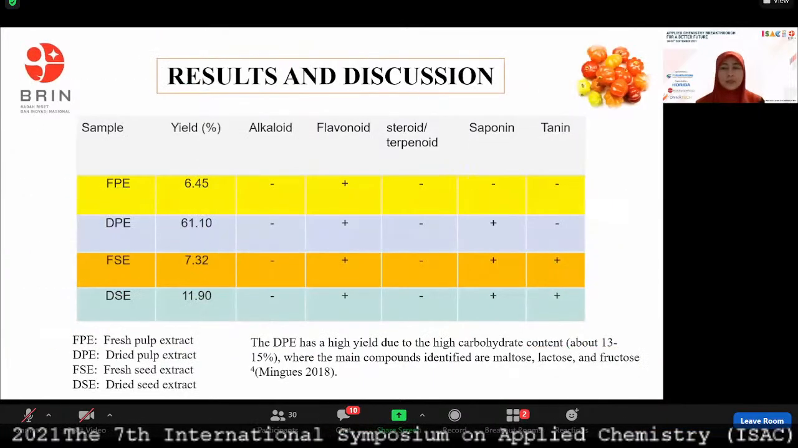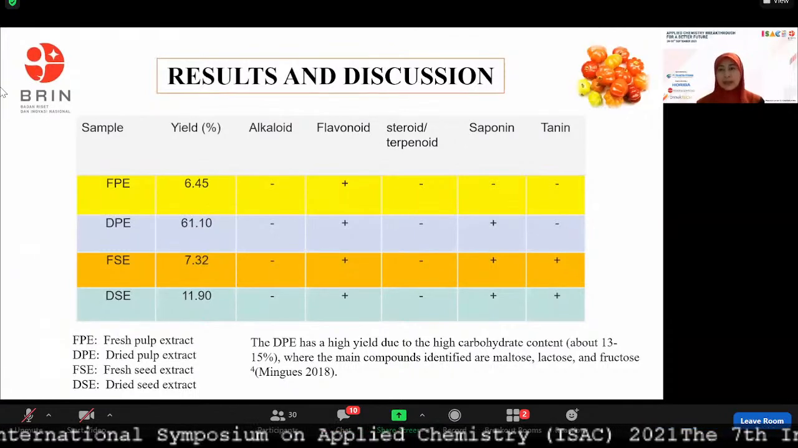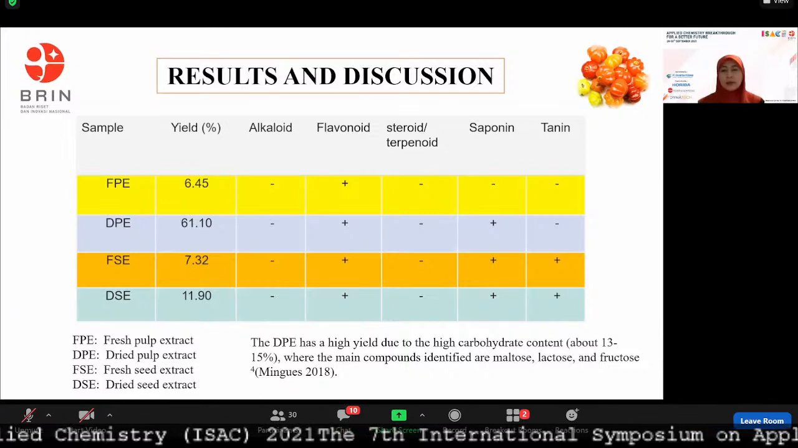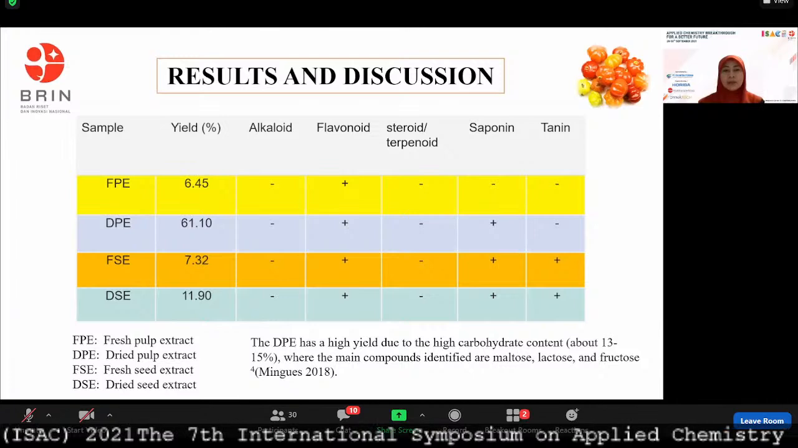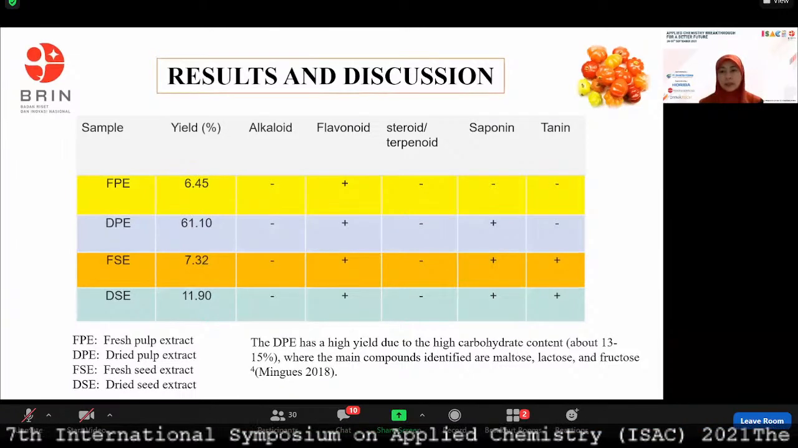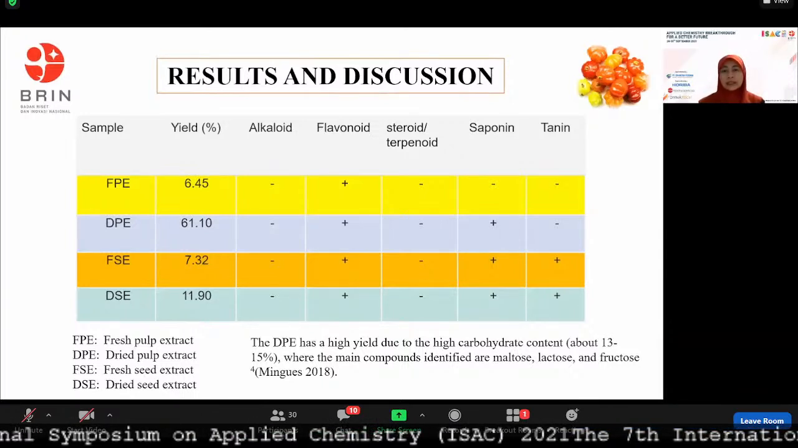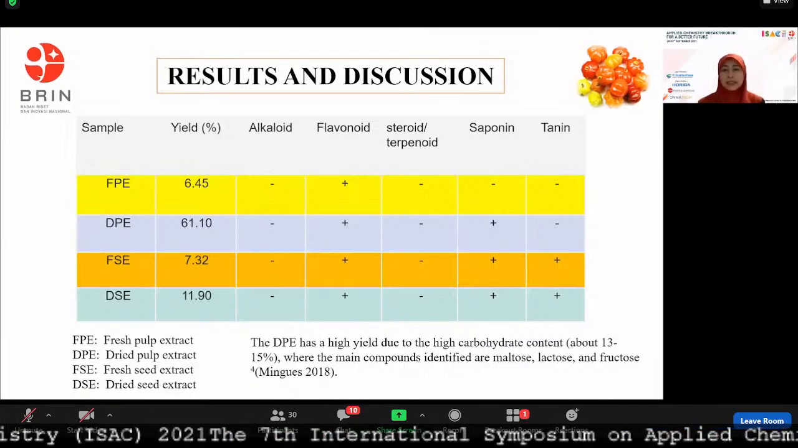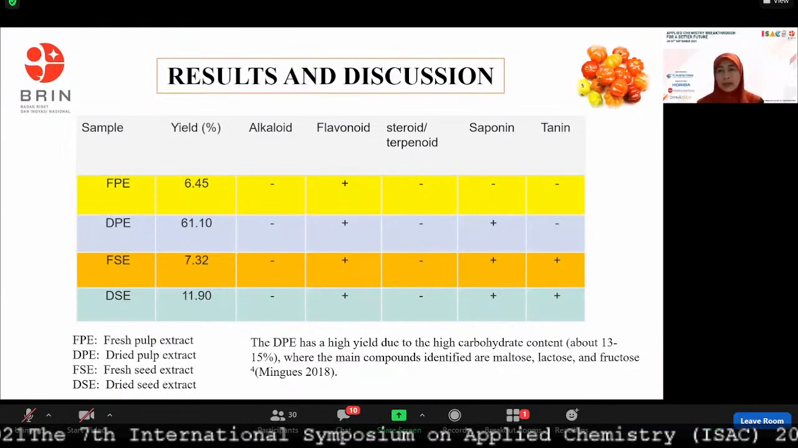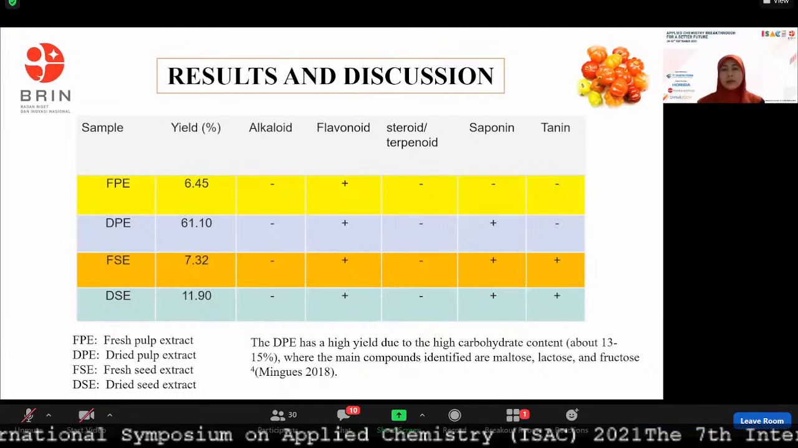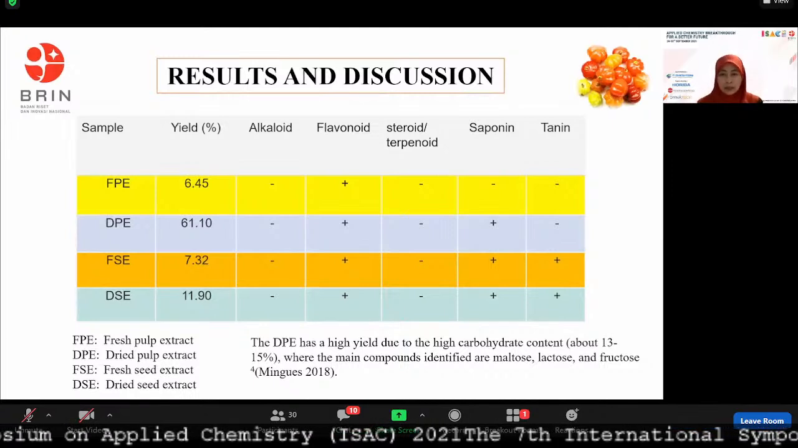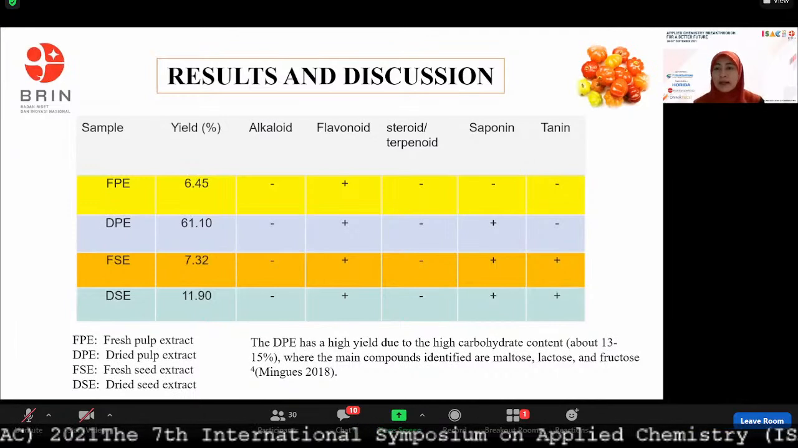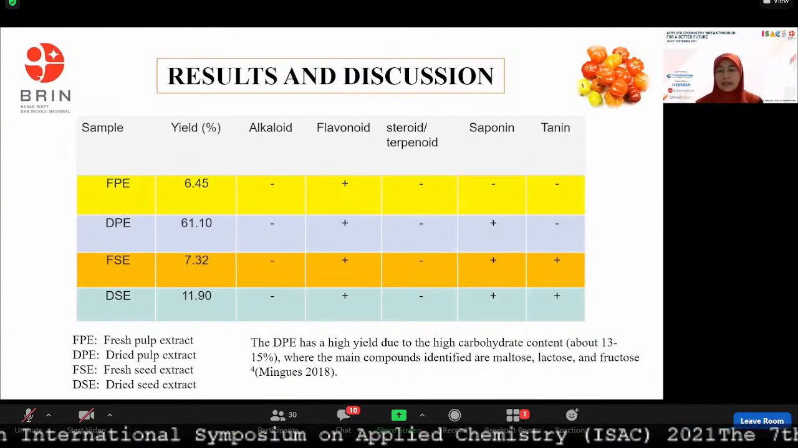For the results, we can see here the yield and also the qualitative common secondary metabolites in the extract in this table. We can see that the fresh pulp extract and dry pulp extract have different yield percentages, because the fresh pulp is high in water content, but the dry pulp extract is high in carbohydrate content. Drying also increased the percentage yield of the seed extract. But for the qualitative analysis of common secondary metabolites, drying has no significant effect on the result. We can see only that the dry pulp extract has a positive result for saponin, but the fresh pulp extract is negative.